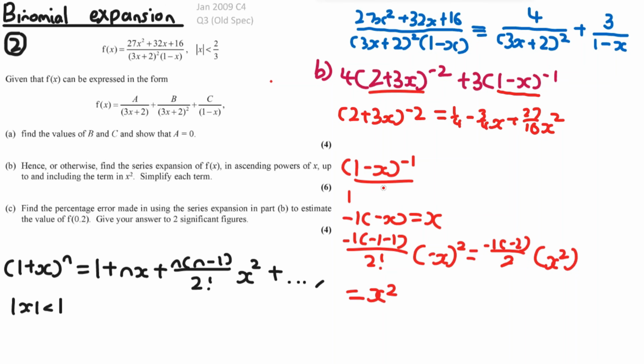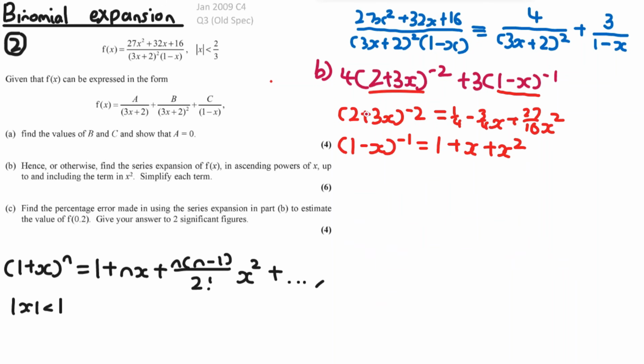So (1 - x)^(-1) is equal to 1 + x + x squared. And now we just need to sub the values into here. So it's going to be 4 of (2 + 3x)^(-2), so it's going to be 1/4 - 3/4 x + 27/16 x squared. And it's going to be plus 3 of (1 - x)^(-1).